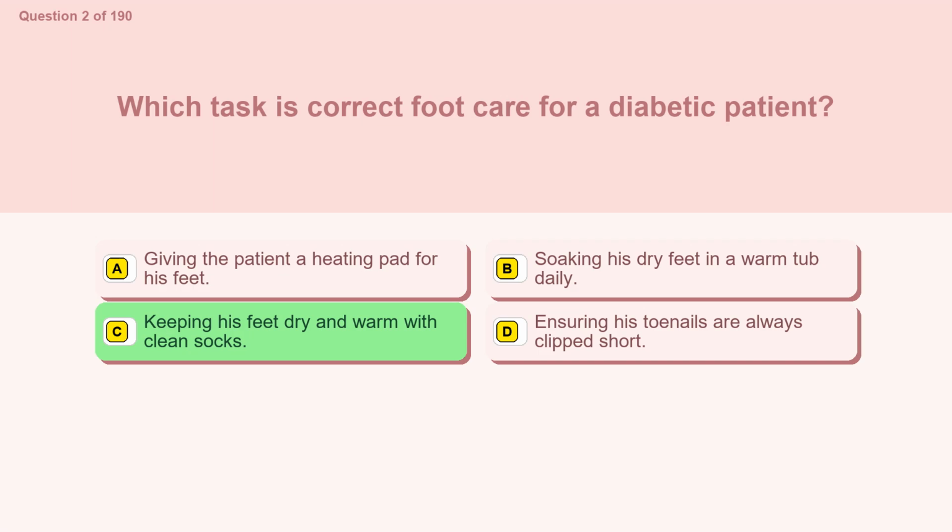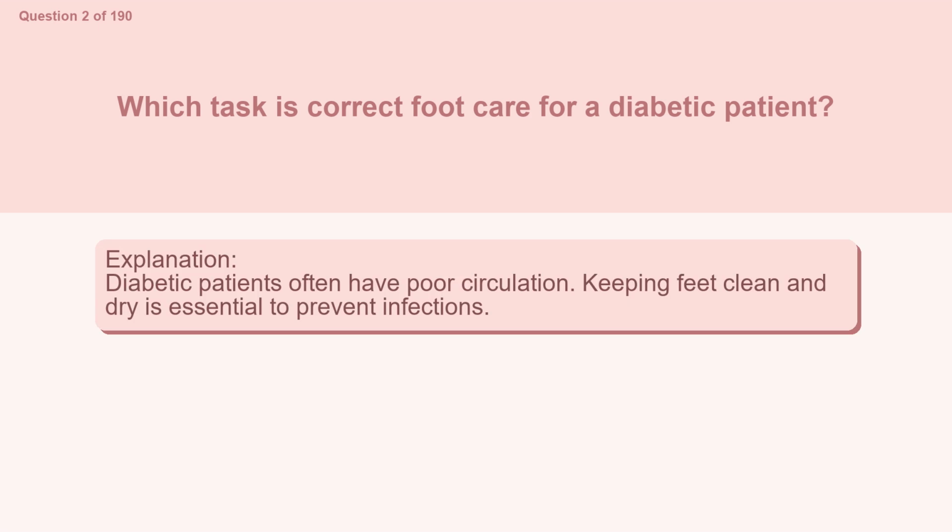The correct answer is option C. Keeping his feet dry and warm with clean socks. Diabetic patients often have poor circulation. Keeping feet clean and dry is essential to prevent infections.